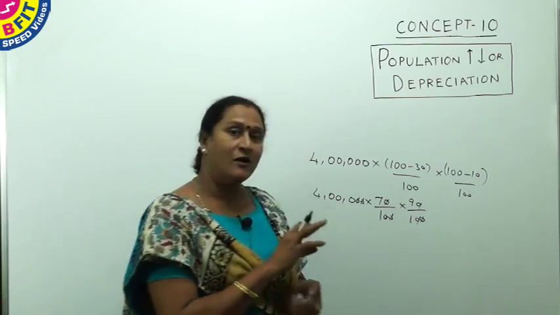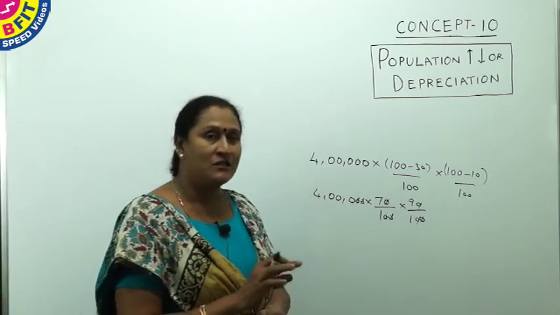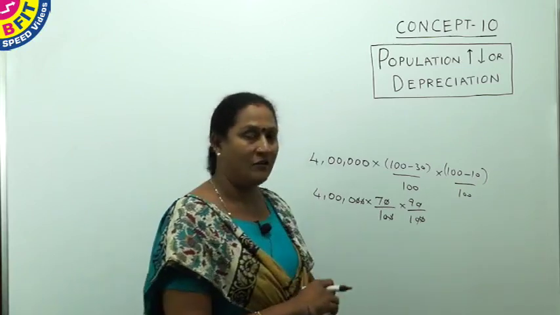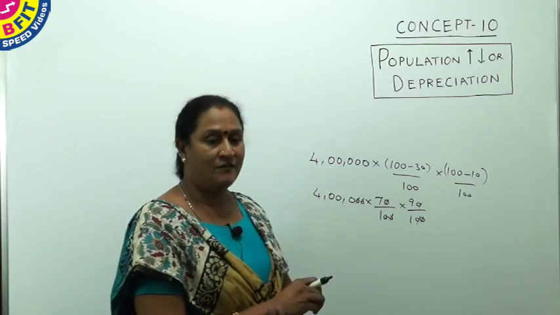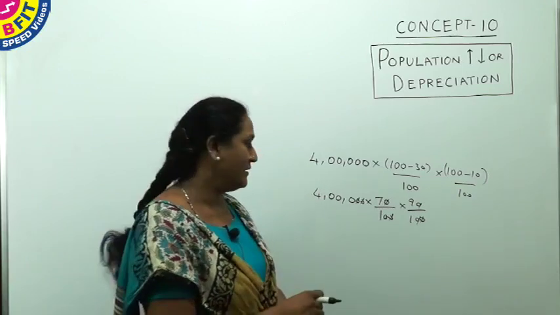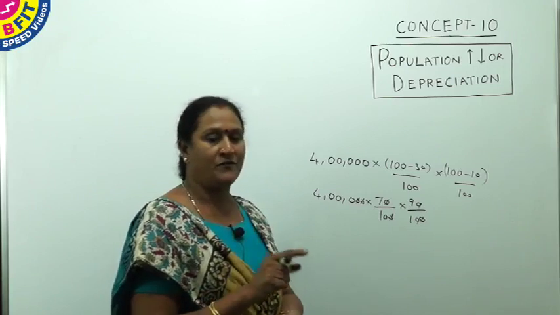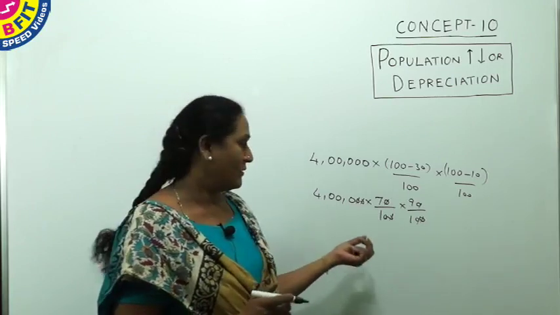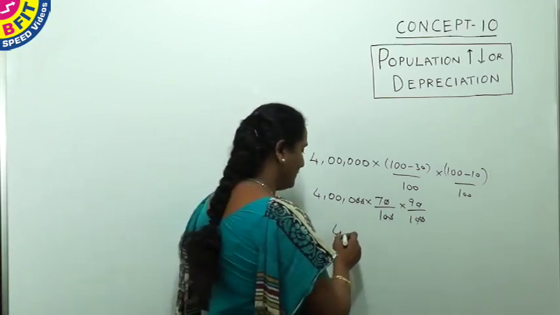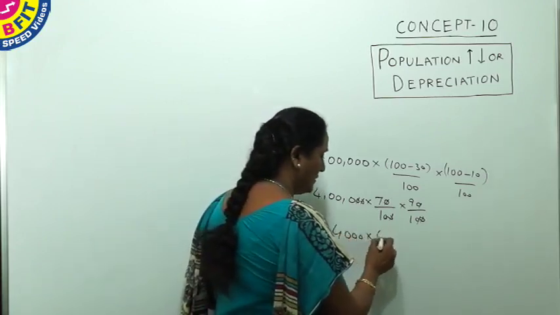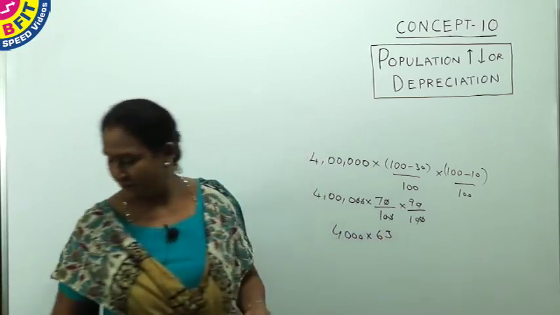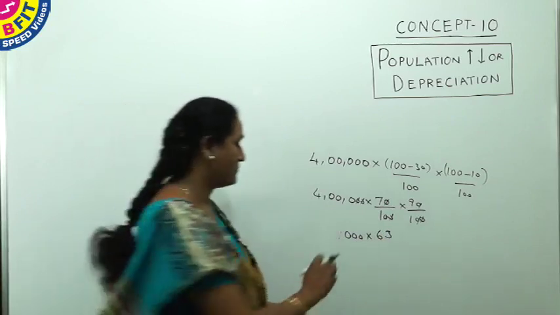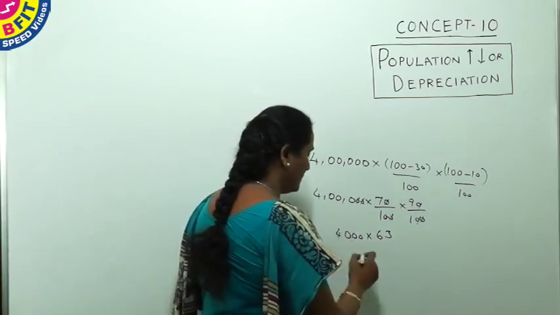Just give a glance at the options, and mostly with the help of the options you can get the answer. So instead of multiplying and working out, by working with the unit place itself we can guess what will be the answer, and we have only one option which ends with 2. So option B will be the answer, or the product will be 4,000 into 63, which is equal to 2,52,000.